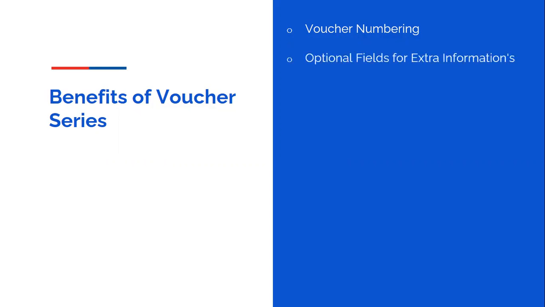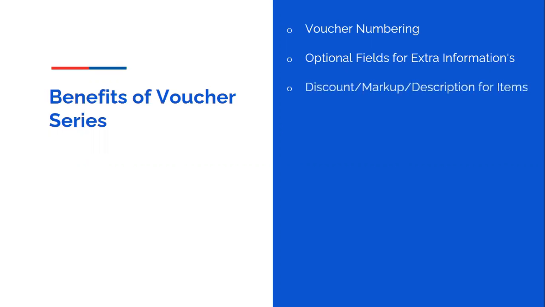Next point is option field for extra information. If you want to enter extra information in the transaction, you can enable the option field. We can configure the option field in the voucher series configuration for extra information details in the transaction. If you want to enter the extra information, then you can enable this option field in the voucher series, and when you create a voucher, you can enter the extra information for the transaction.